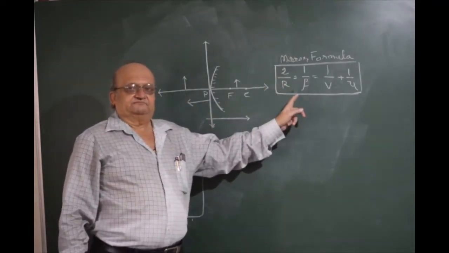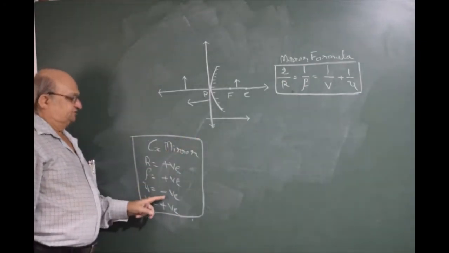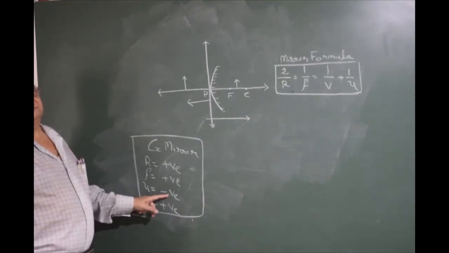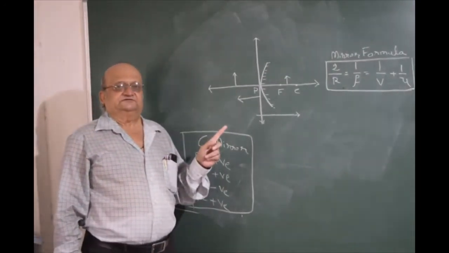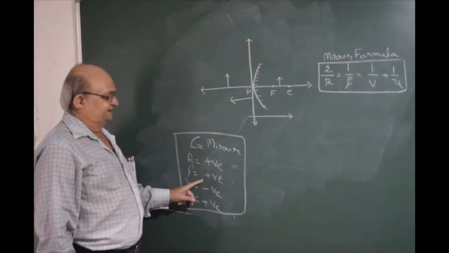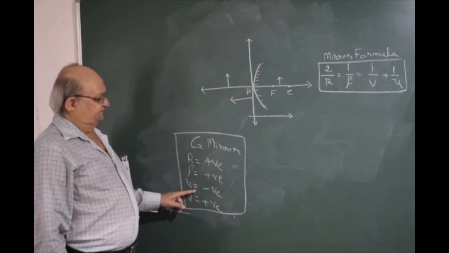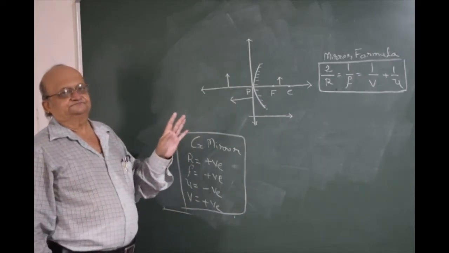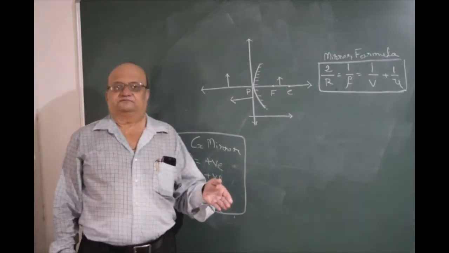Formula remains the same, but the values should be taken according to the two tables that we have just learned. Formula remains the same, but the values will bear the sign as given in the table. u is negative for both, so u will always be negative. The remaining as per the table.